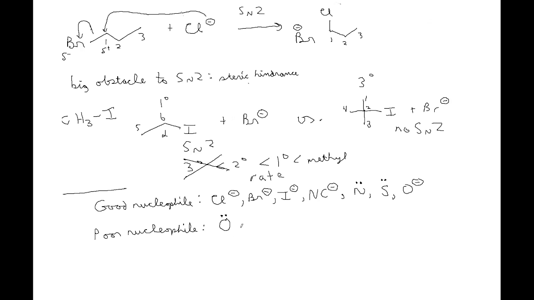Okay, so the key is, remember, SN2 needs a good nucleophile because the nucleophile participates in the rate determining step. SN2 needs a good nucleophile. What that means is this can't do SN2.